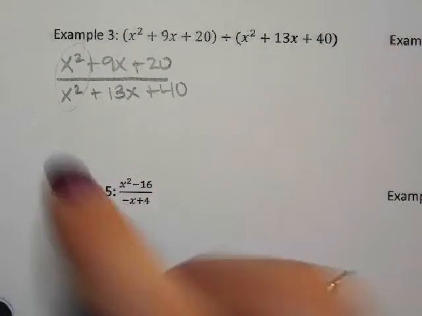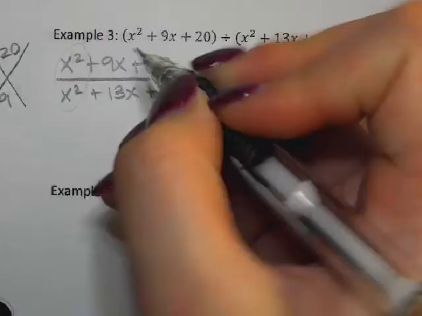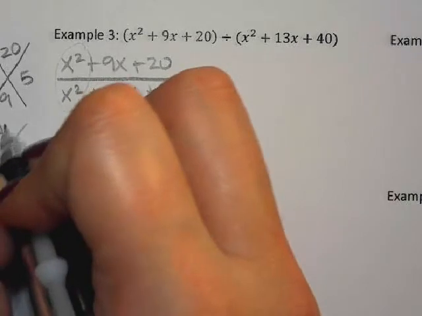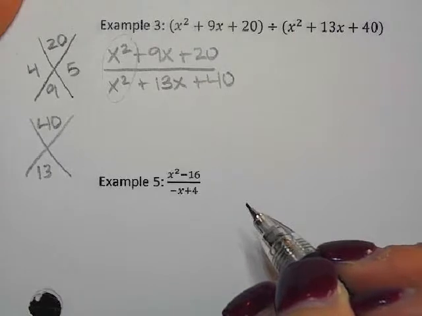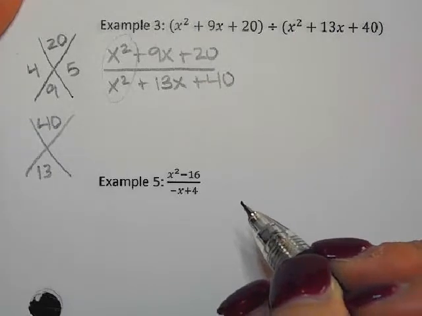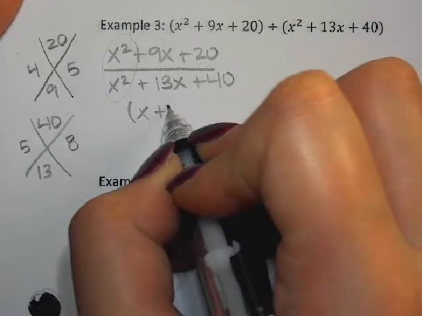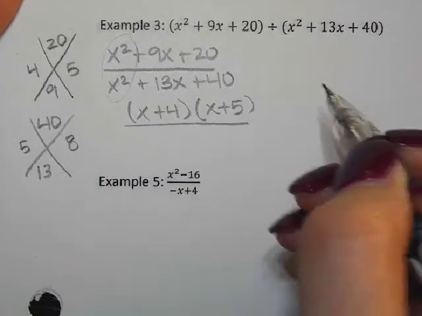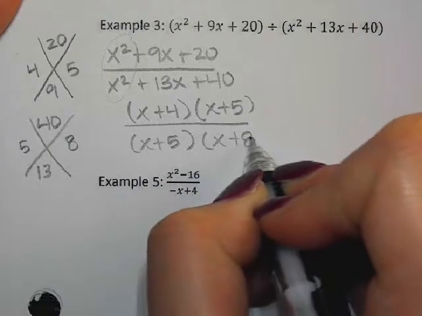Yes, Ms. Rice? Marvelous. All right, so we are going to find what multiplies to 20 that adds to 9. Yeah, Jason? 4 and 5. And then we're going to look at what multiplies to 40 but adds to 13. 5 and 8. Okay. So on the top, we have x plus 4 times x plus 5. On the bottom, we have x plus 5 and x plus 8.